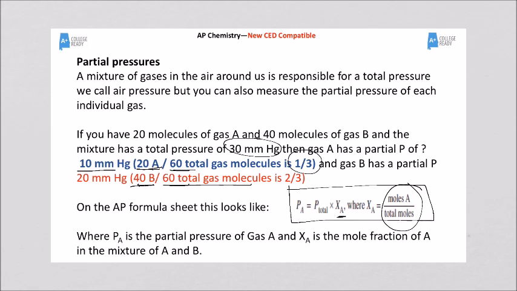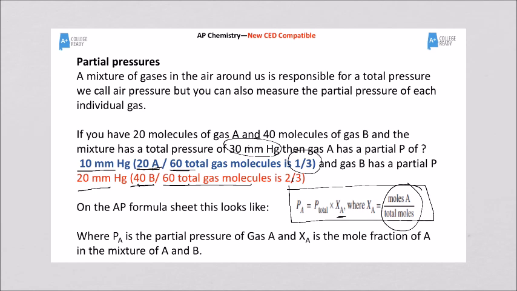What is the mole fraction times the total pressure? And so that's what we did. We said 1/3 times 30 gave us 10. Or for B, we said 2/3 times 30 gave us 20. So this relationship is on the formula sheet.